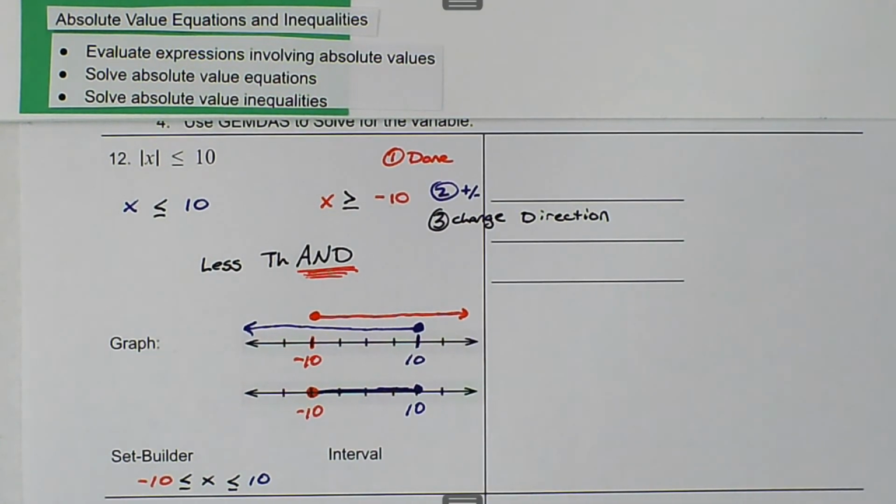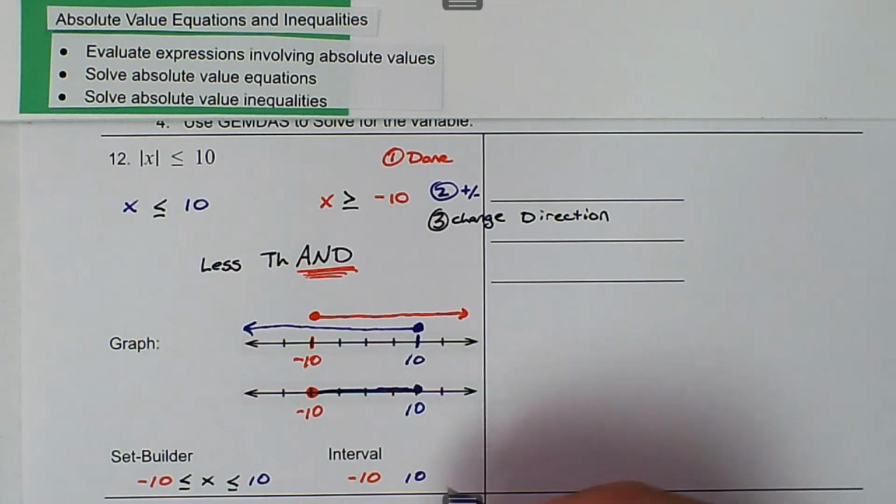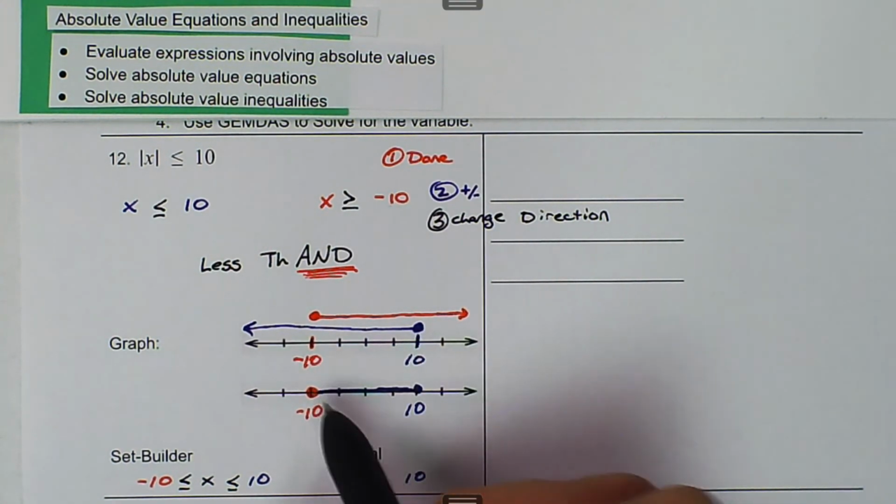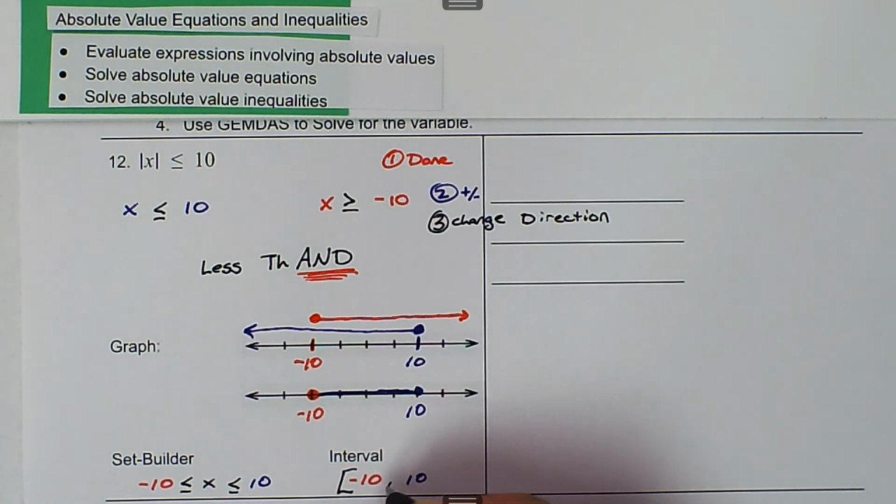And for interval notation, we start with the lowest value, which in this case is negative 10. And then we go to the highest value, which is positive 10. And we remember that if it's included, that's a bracket. So we keep the bracket on there.